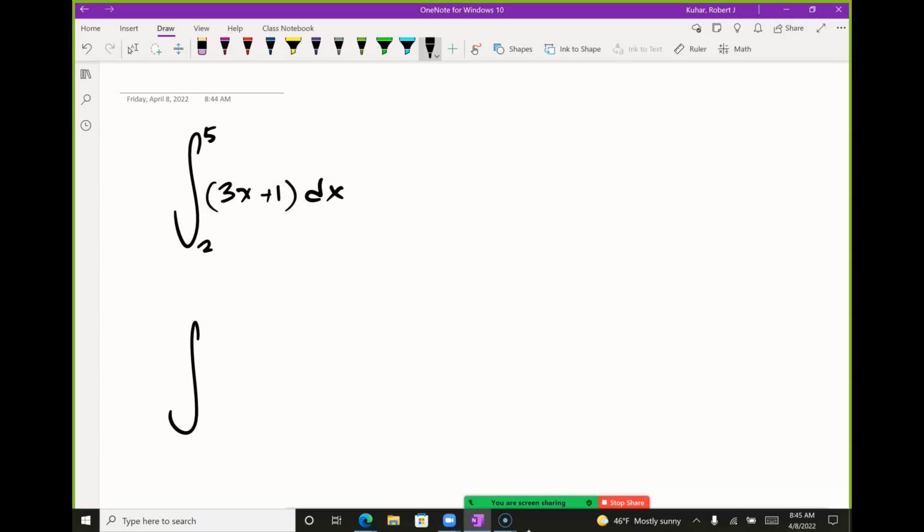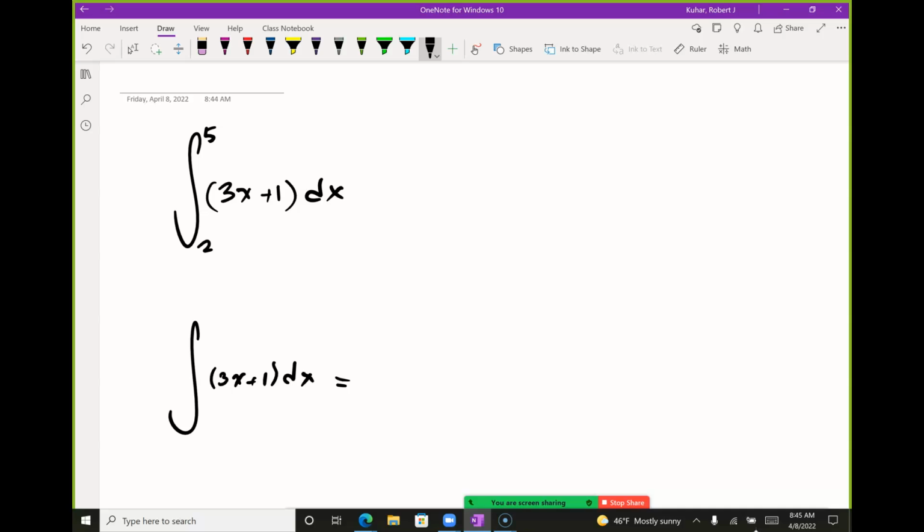If I just did the integral of 3x plus 1 dx with respect to x, there I'm just saying give me the antiderivative. So on the top problem I'm saying give me the area. On the bottom problem I'm saying give me the antiderivative. Okay? So what is our antiderivative here?